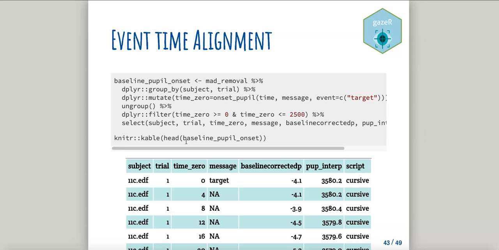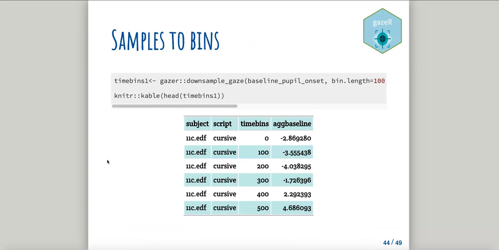Next, you'll want to align your time series to some type of event or message. And you can do that with the onset_pupil function. What you're going to need is the time column, the message column, and the event that you want to align to, which in this case is target. And we can see that this has been successful. Time 0 is 0, and our message is at target. So this is how you would align your time series.